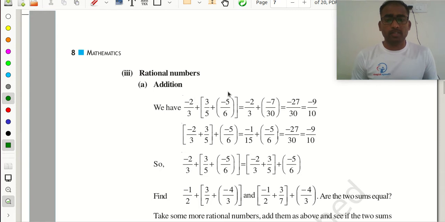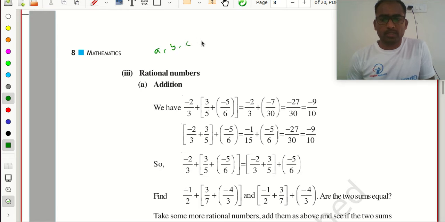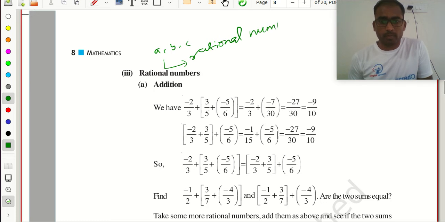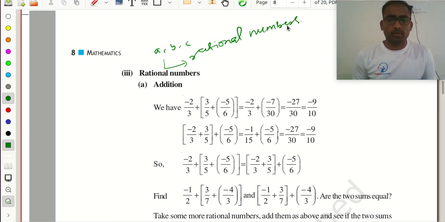Now we will check for rational numbers. Same in rational numbers also. I already told you, A, B, C were whole numbers, integers. Now I am checking for rational numbers. So now I will take A, B, C as rational numbers. Now I am taking A, B, C as three rational numbers. Then next I am going for addition. Now I will check for addition.